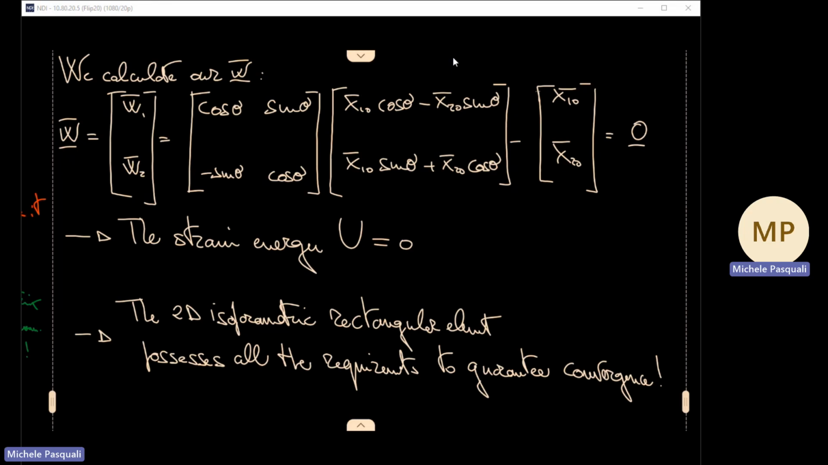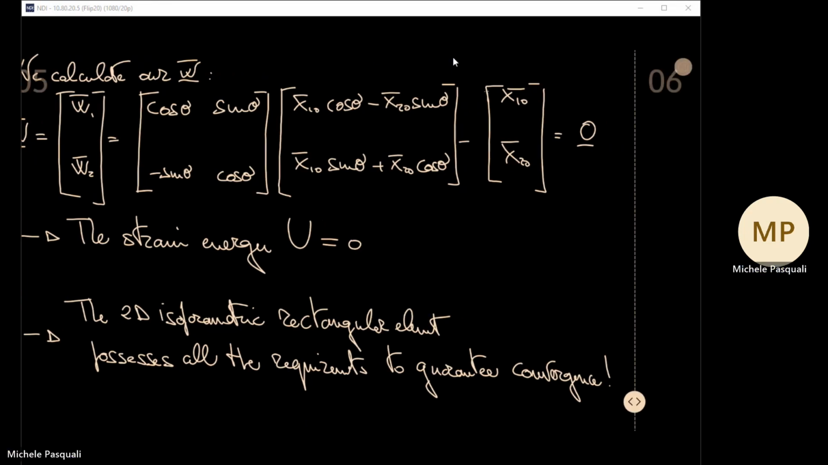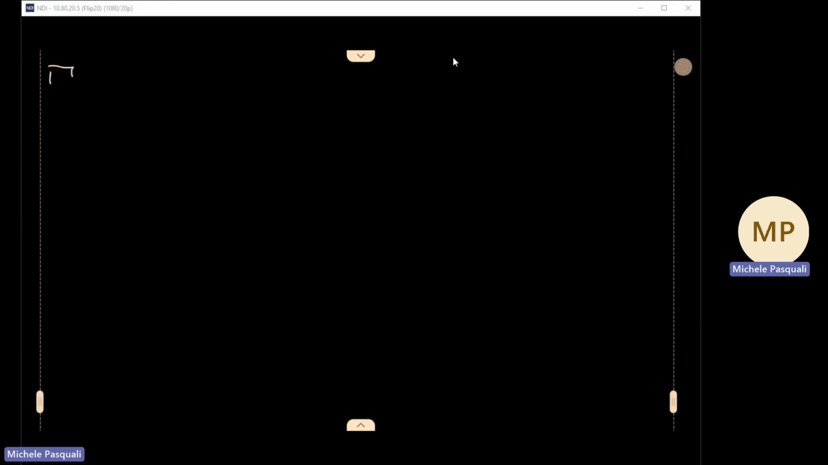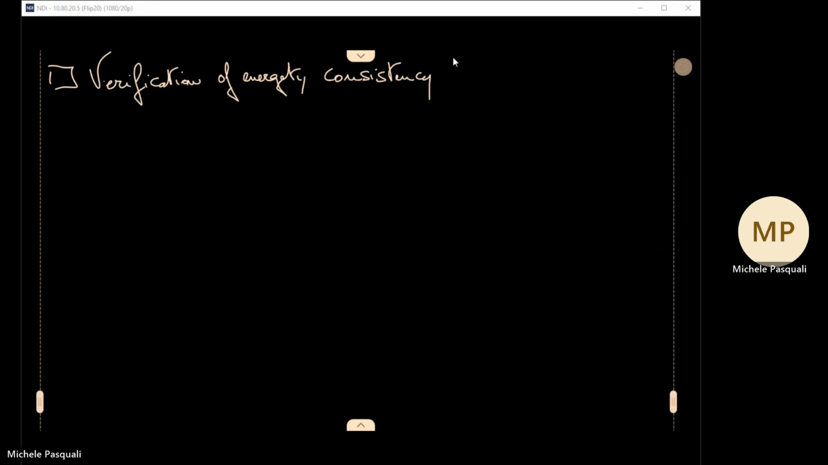Now, let's do the same check for the 1D non-isoparametric beam element, okay? So, I'm going to get the verification, if you want, of the energetic consistency for the 1D non-isoparametric beam element.